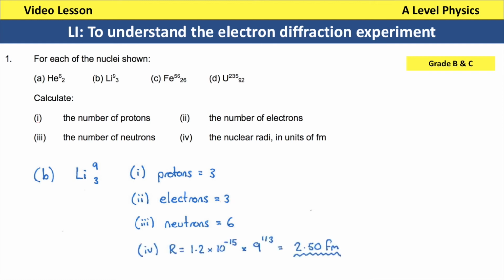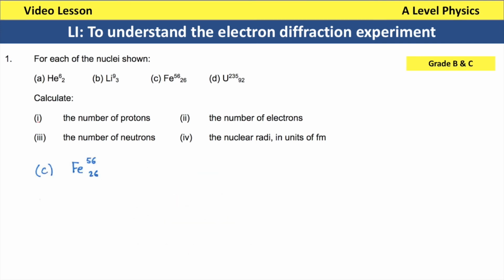R is equal to R naught A to the power of a third. R naught is 1.2 times 10 to the minus 15, times A to the power of a third, which is 9 to the power of a third, so that comes out as 2.5 times 10 to the minus 15 metres, and of course we get rid of that standard form to write it in femtometers as I have done for you there.